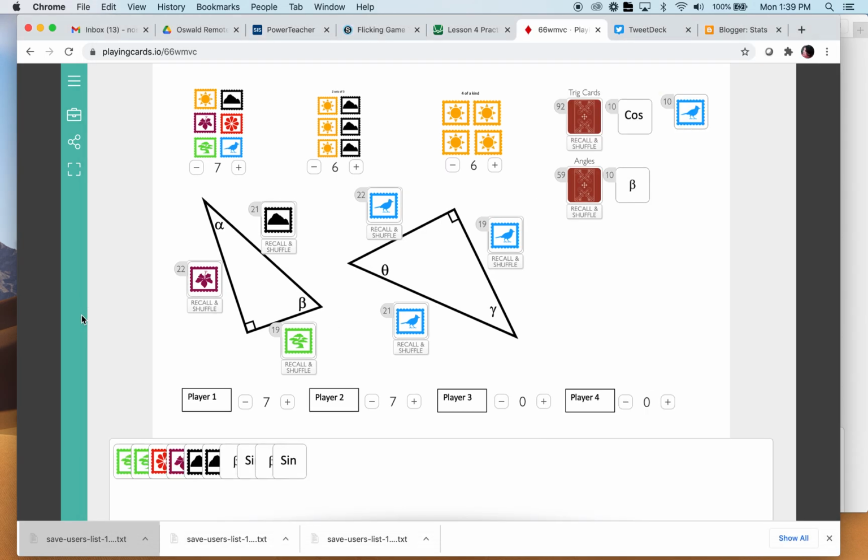Okay, back to player 1. I'll do player 1, player 2, and then I'll stop here. So let's see. If I could get a green and a black, I'd have 2 sets of 3. So I need cosine beta. Looky here. I have, again, no meaningful choice. I have to go with sine beta.